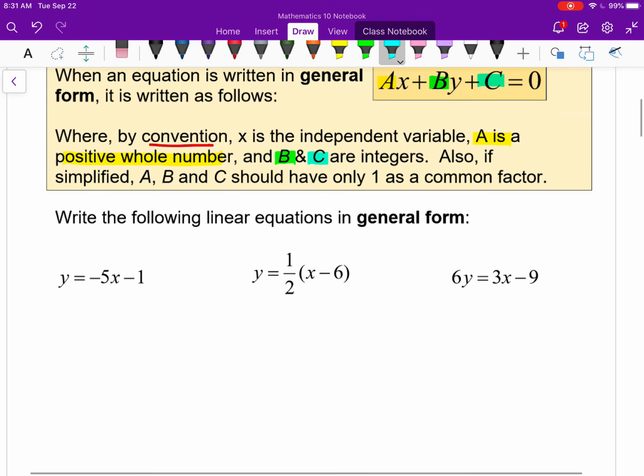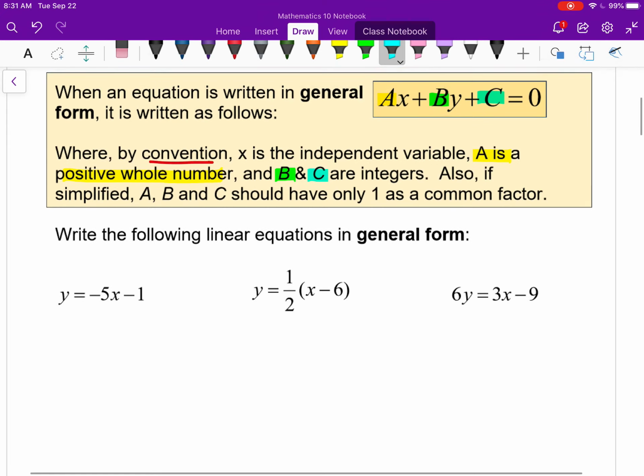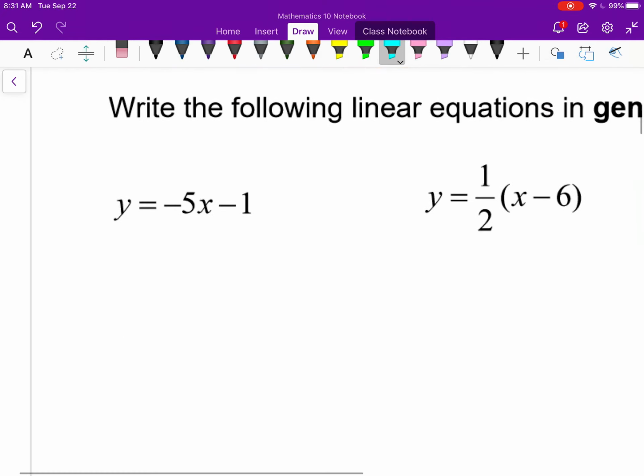So these equations here are not in general form. The first one is in slope-intercept form. To put it in general form, I need to move essentially everything over to one side. It doesn't matter if it's the left or the right side. I'll do that first. To put it in general form, I just add 5x to both sides, and if I add 1 to both sides, then I'll be done.